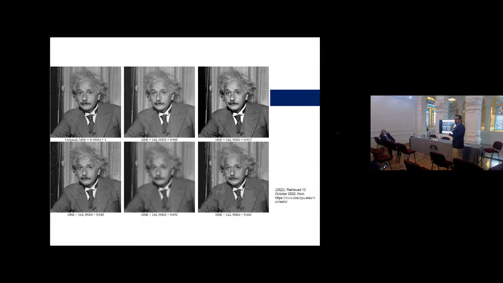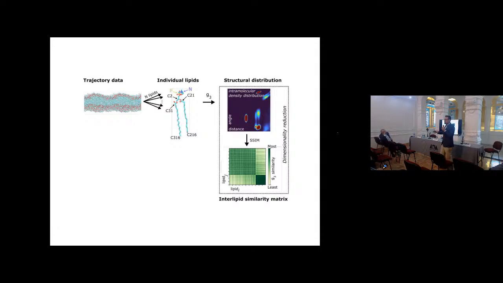Here is just a picture of how this works. On all those Einstein pictures, the mean square error is the same, but you can see that they are not the same. A couple of them make sense, and the other ones are noisy, right? This metric was created for image analysis, to have an idea of which image was better and how structurally similar they are to each other. So we used that with those G3 images, and then we constructed this matrix, lipid against lipid. Basically what we did was reduce the dimensionality of our problem.